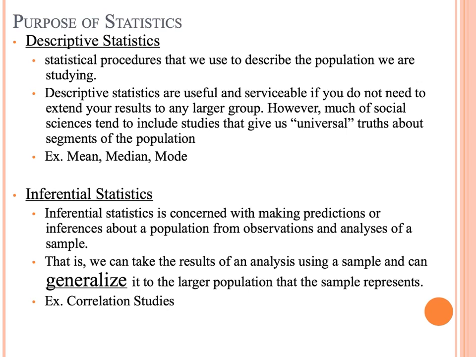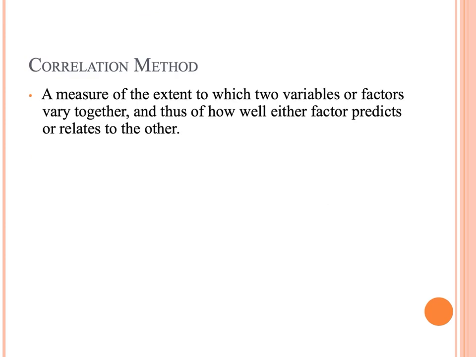This is the correlation method. The correlation method is a measure of the extent to which two variables or factors vary together, and thus of how well either factor predicts or relates to the other. In other words, it assesses the extent to which two variables relate to one another.